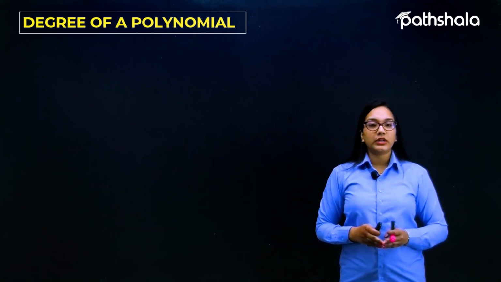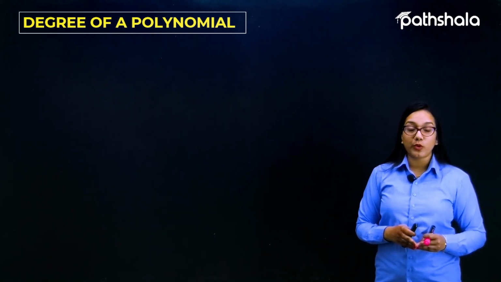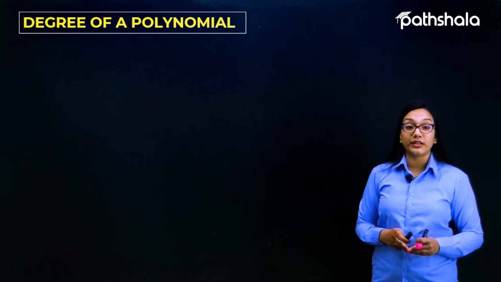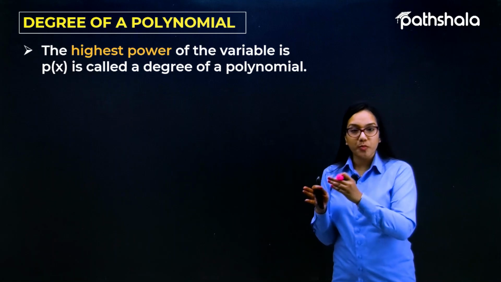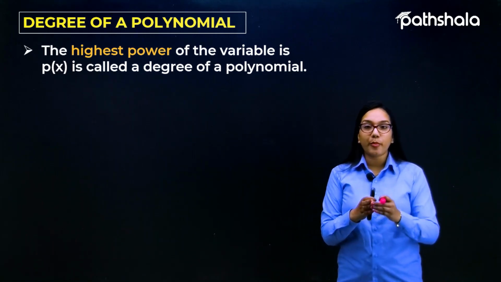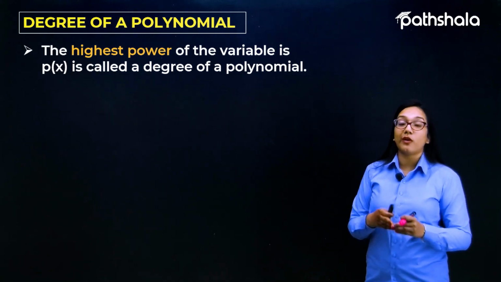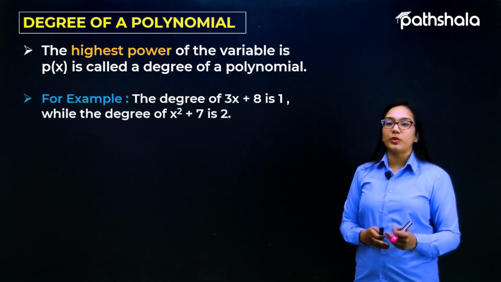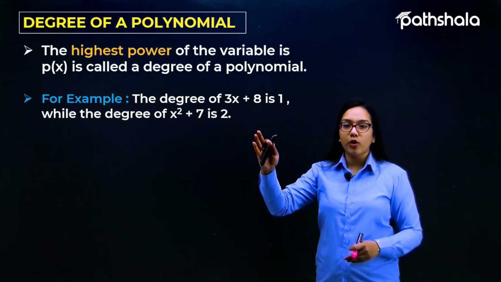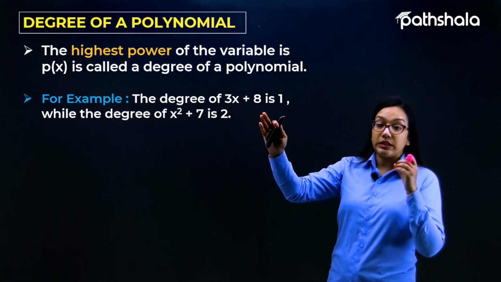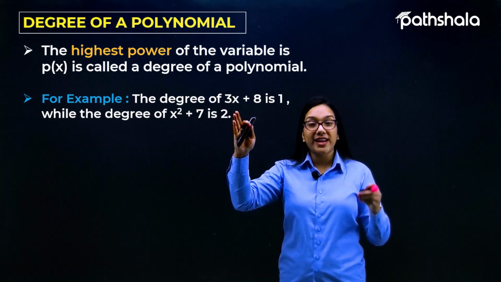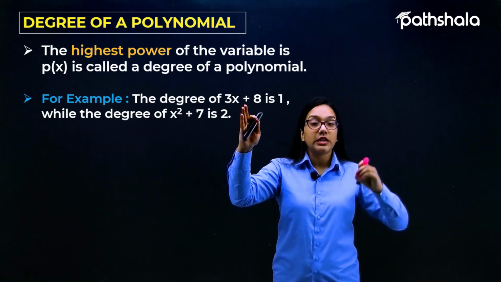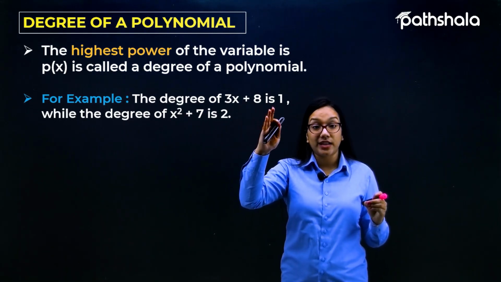What is the meaning of the degree of a polynomial? I hope you already know about the degree of a polynomial because you have learned it in previous classes. The highest power of the variable in the polynomial p of x is called the degree of the polynomial. Let us take an example: 3x plus 2. As we can see, in 3x plus 2, the variable x has the power 1. It means the degree of 3x plus 2 is 1.